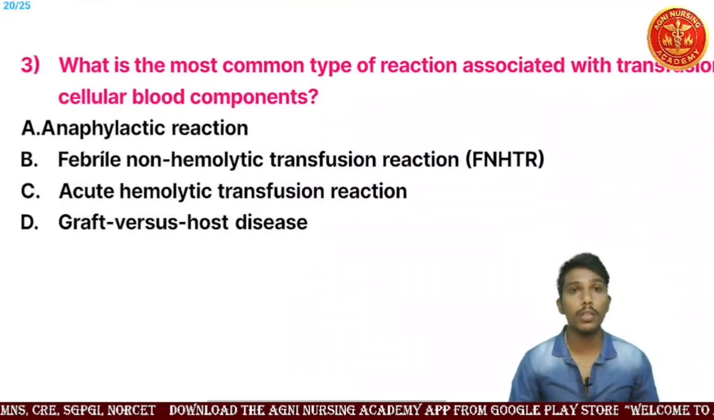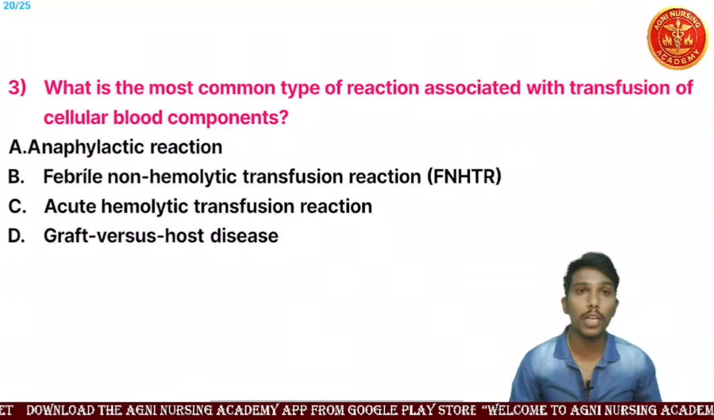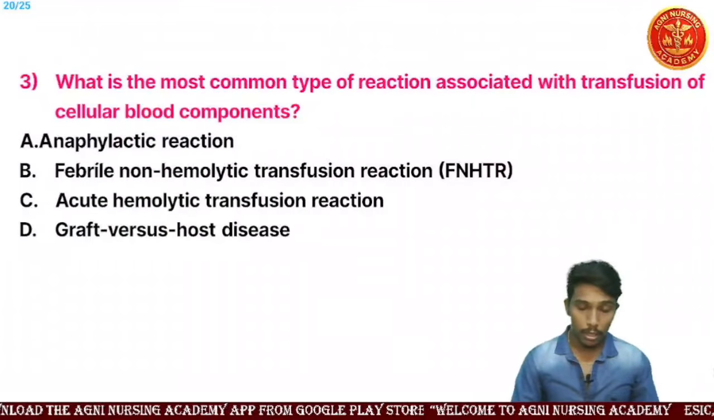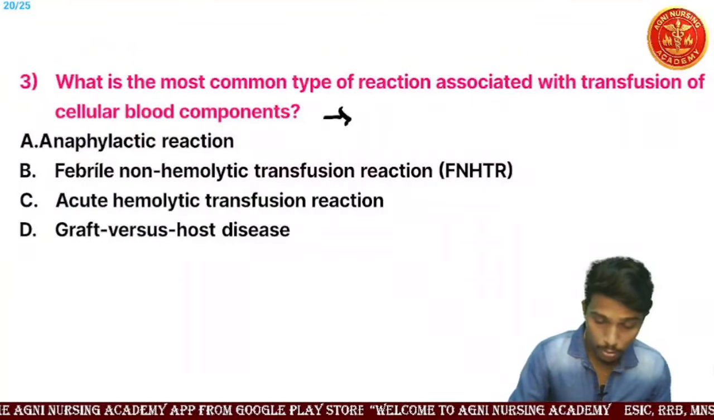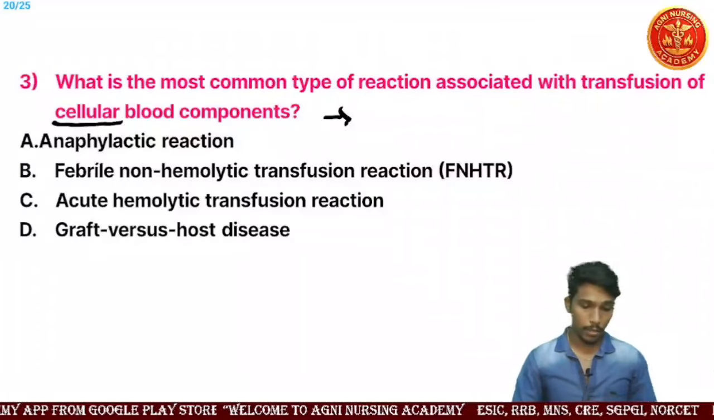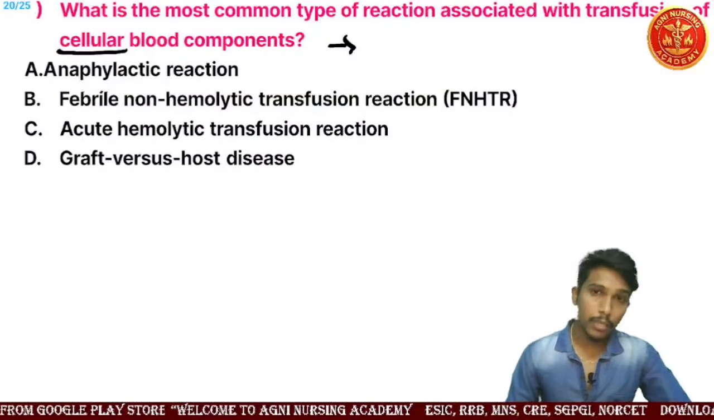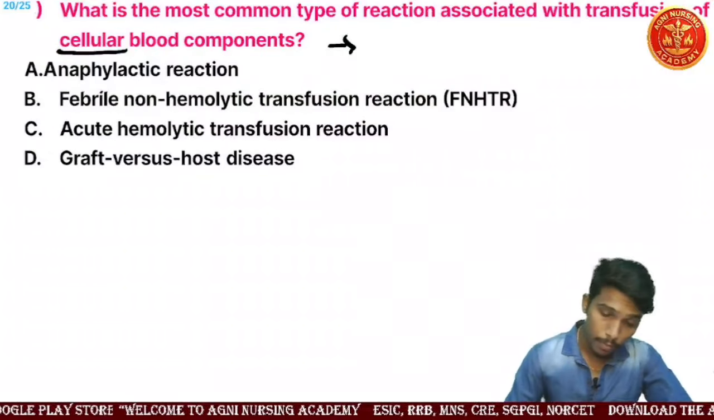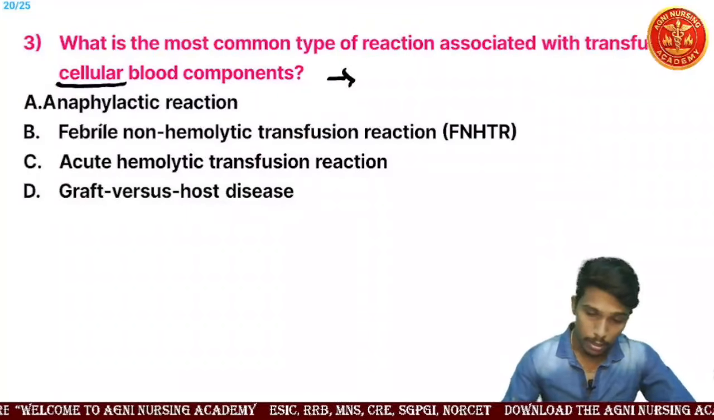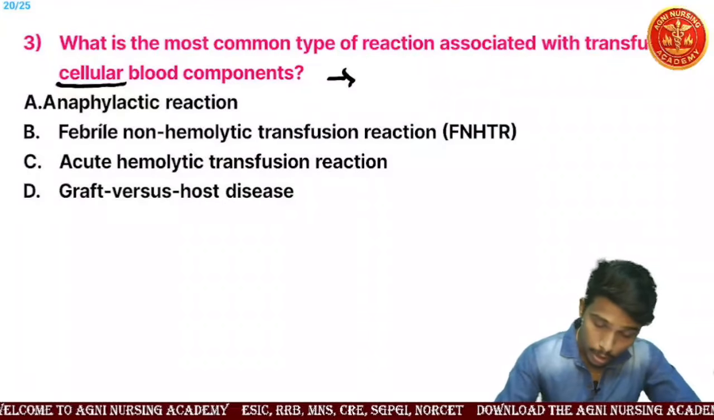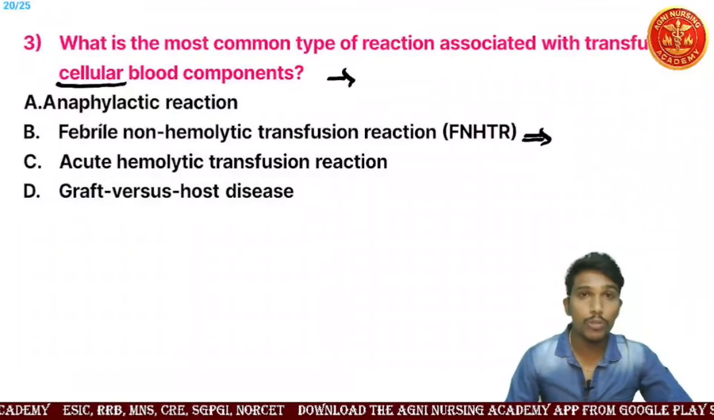What is the most common type of reaction associated with the transfusion of cellular blood components? That is again on the blood transfusion. Cellular, don't confuse, means it may be the PRBC, platelets or FFP. If you are infusing the PRBC, then most commonly the patient can get which reaction? The most commonly occurring reaction is this one, option B, febrile non-hemolytic transfusion reaction.